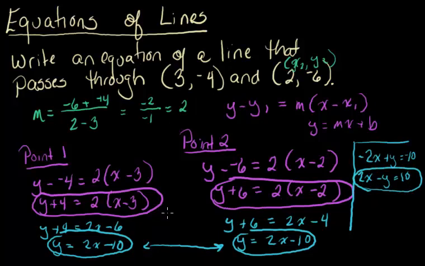So what we have successfully done is used either point to write it in point-slope form, converted it into slope-intercept form, and then using algebra put it into standard form. That's it.